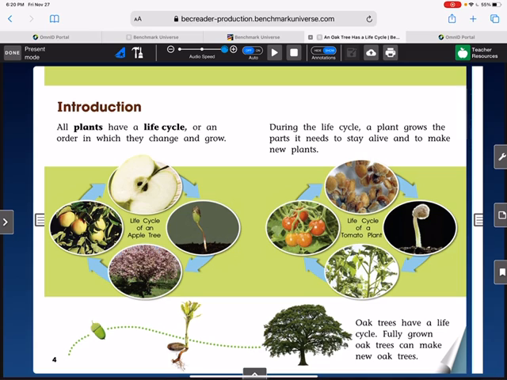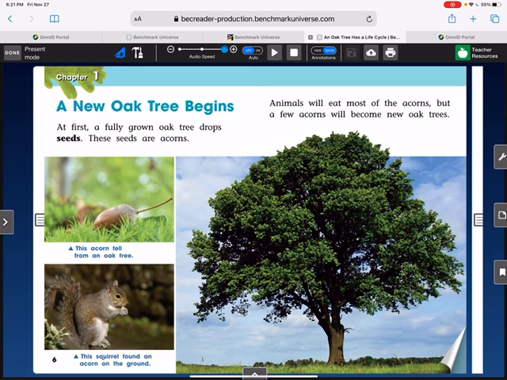Let's read. Oak trees have a life cycle. Fully grown oak trees can make new oak trees. And that's what a life cycle is all about, living things making more living things. Chapter 1, A New Oak Tree Begins. Now, this heading or this title of Chapter 1 says a new oak tree begins. So I think I'm talking about the beginning of the oak tree's life.